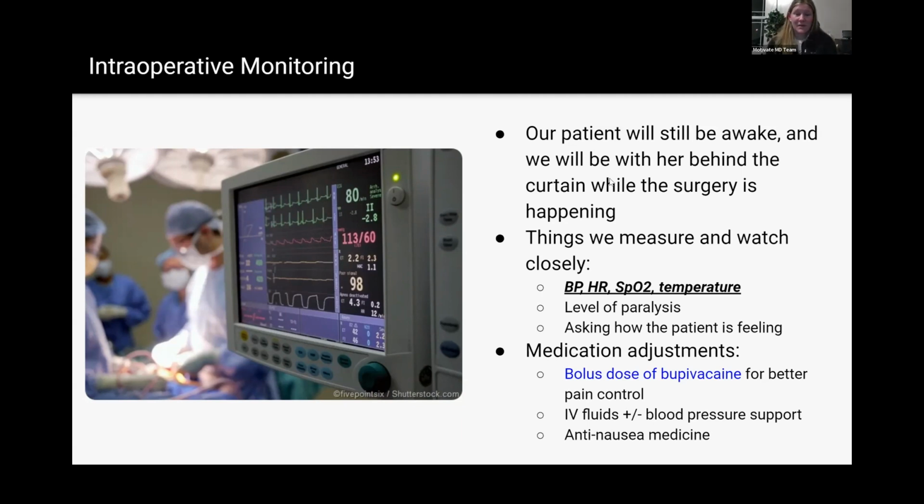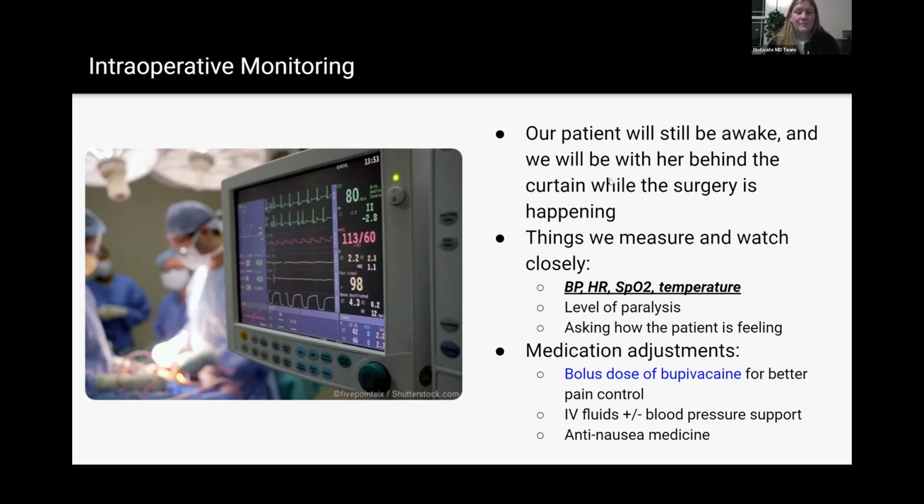So again, medication adjustments: we're going to give her a bolus dose of that bupivacaine for better pain control. And we're also going to make sure that she's on IV fluids for blood pressure support and anti-nausea medication because she has a history of feeling nauseous.